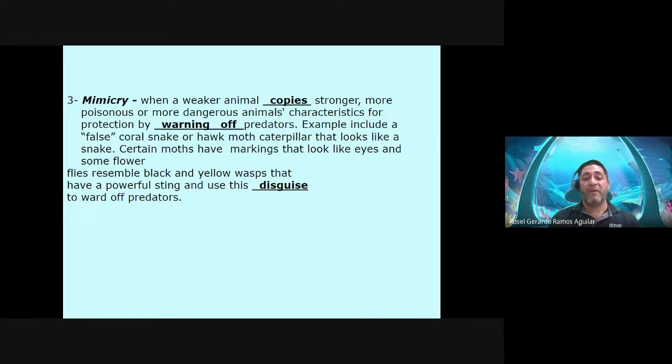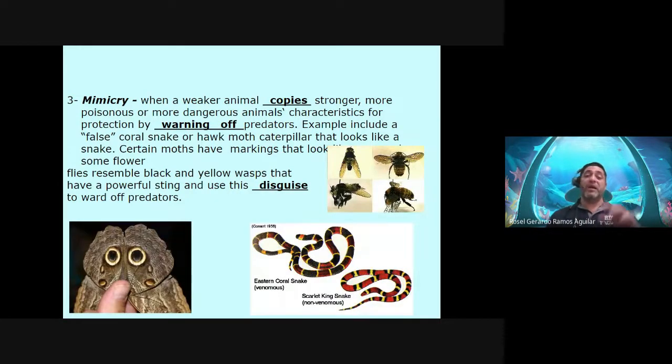Certain moths have markings that look like eyes, and some flowers and flies, for example, black and yellow flies that look like wasps, which have a powerful sting, and use this disguise to ward off predators. Here we have the example.